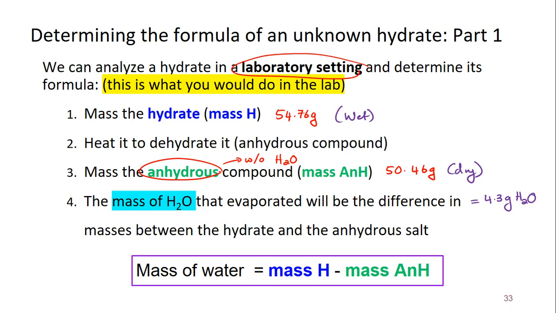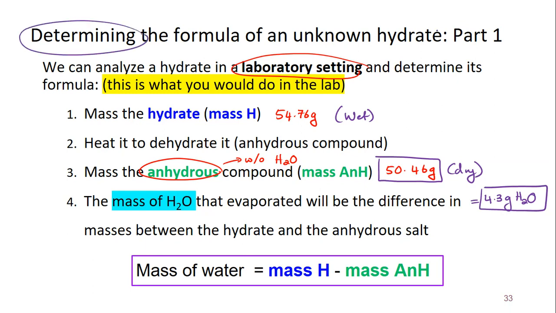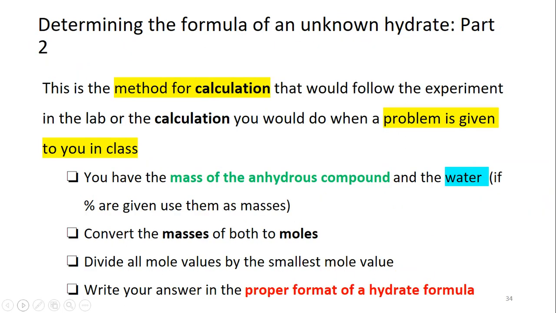Okay, now that you have the mass of the anhydrous compound and the mass of the water, you are ready to do some calculations to determine the formula of the unknown hydrate. Okay, the anhydrous compound is just a plain ionic compound, and then you have the water as well. Okay, so let's go see how to do this type of problem. Now, here are all the instructions. You have to do these calculations.